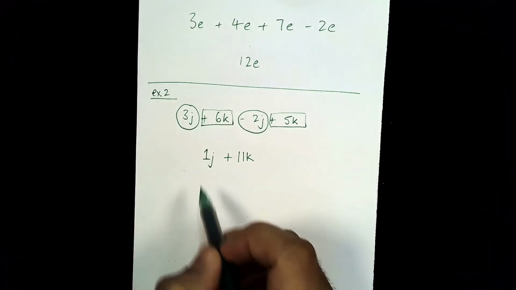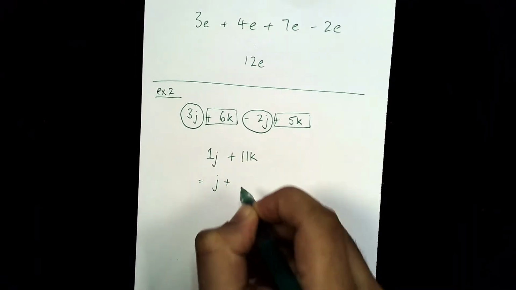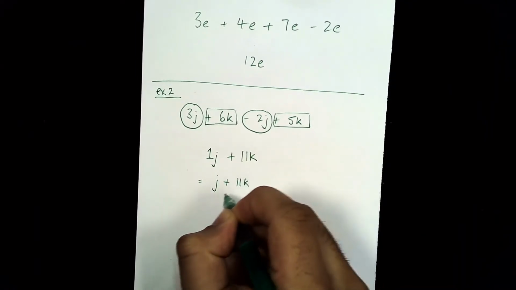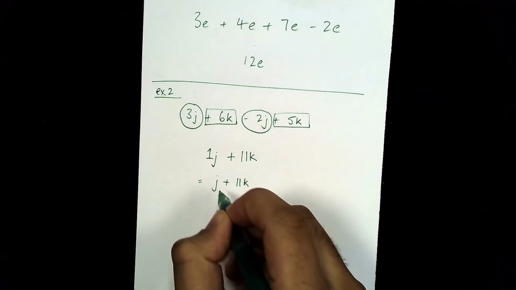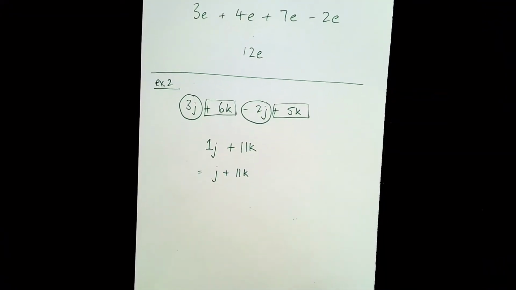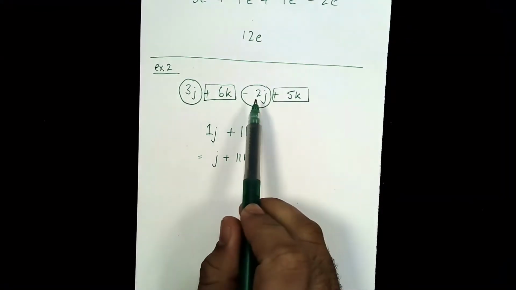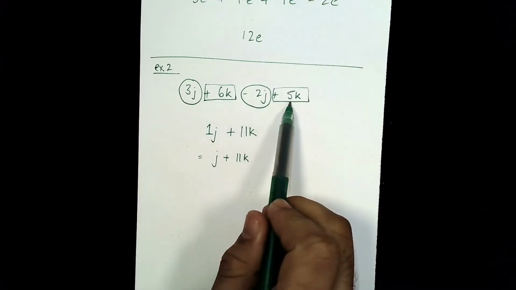anything, you don't have to write the 1. So I could just write this as j add 11k. Because if it's 1j on its own, that's the same as that. 1j on its own is just j. Okay? So this is called collecting terms, and I've collected the like terms. The j's go together, the k's go together.